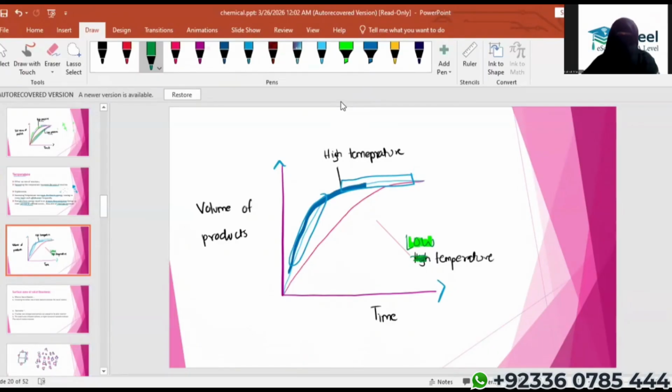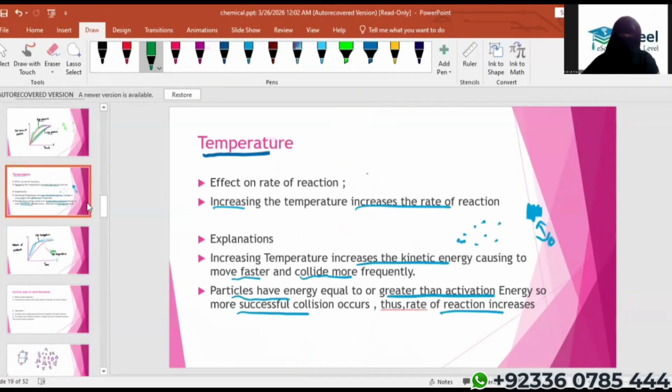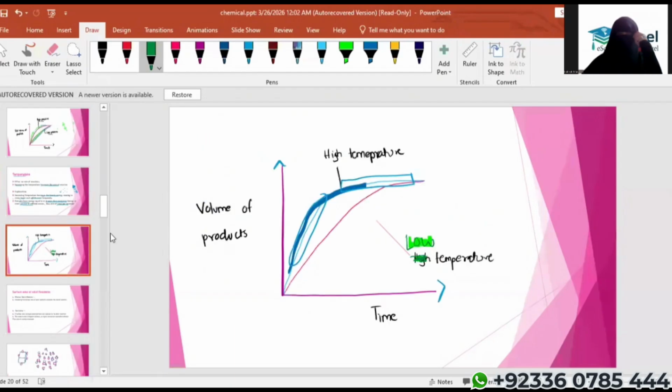So now you know what the effects of increasing the temperature are and how to show the difference in a graph.